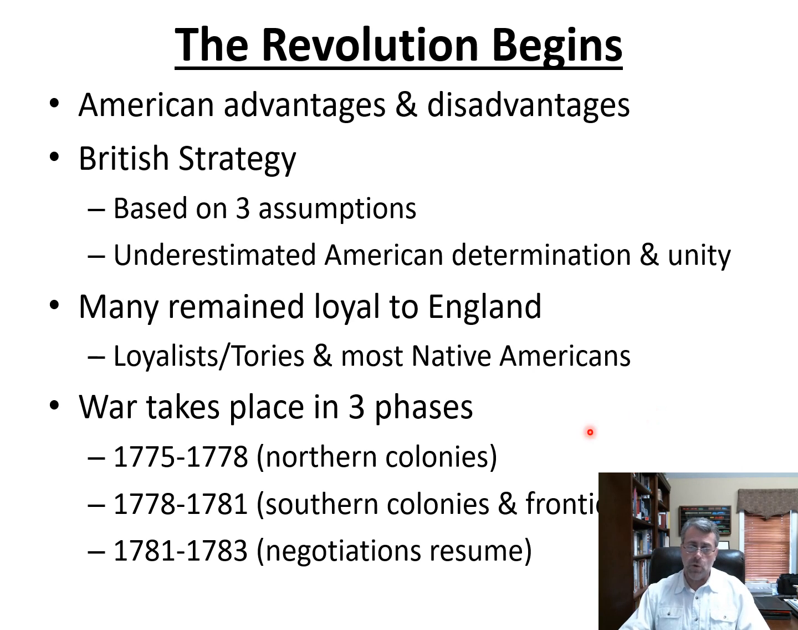In the first few years of the war, most of the fighting is going to take place in the northern colonies. Between 1775 and 1778, of course, we already talked about a couple of those first battles: Lexington, Concord, and Bunker Hill. But once the war begins in earnest, most of the main battles will take place in those northern colonies, primarily New York, Pennsylvania, New Jersey, and the New England area.